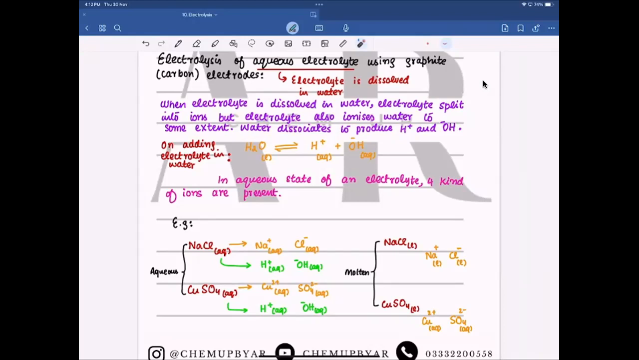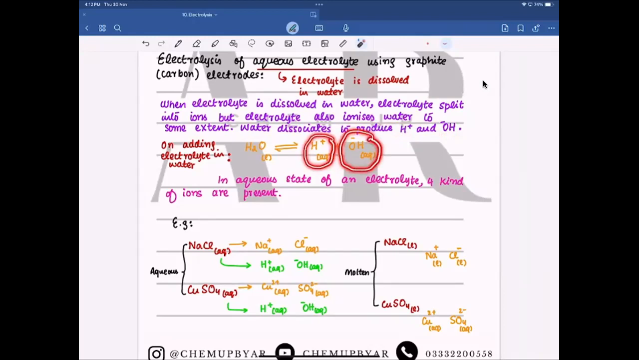But now as it's aqueous, it means that we have dissolved it in water. So when we dissolve it in water, in this electrolyte, not only is the electrolyte broken down into ions, but water also ionizes to form ions. Water also breaks down, and water forms hydrogen ion and hydroxide ion. So besides the formation of the ions from the electrolyte, these two ions are also formed.